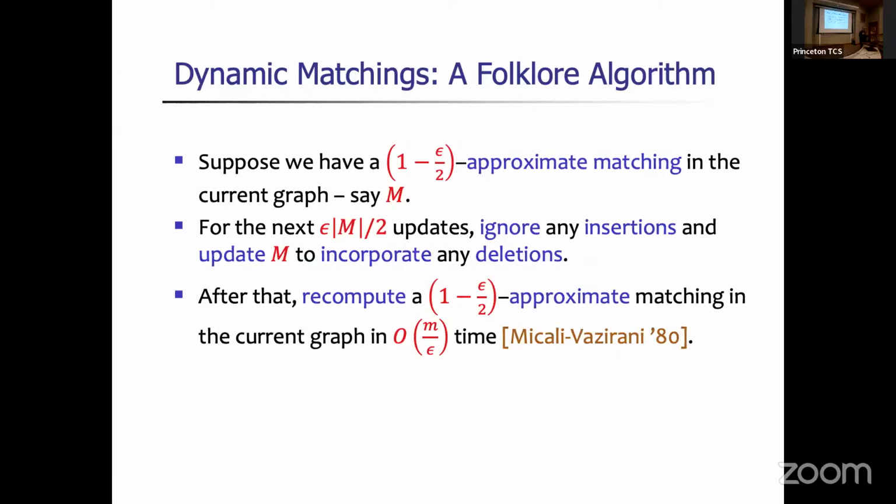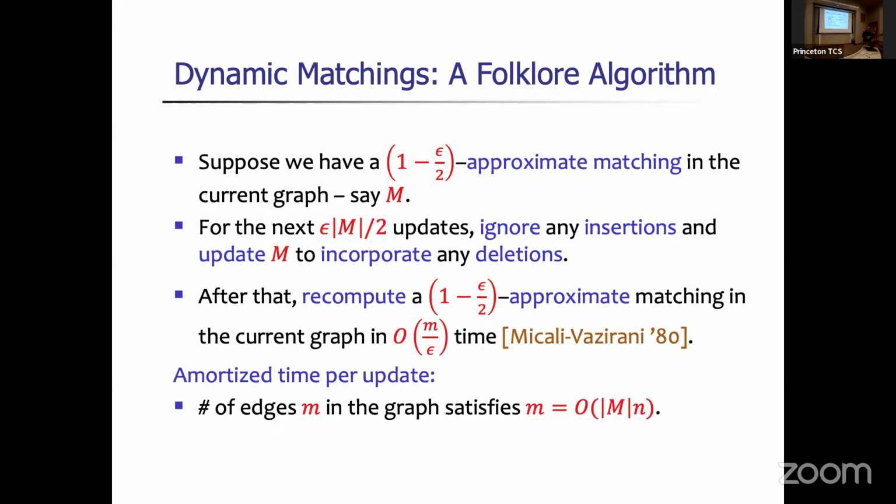So I'm just going to output this M, modified according to these changes, as my solution for the next epsilon m over 2 updates. It will remain a 1 minus epsilon approximate matching during this. At the end of this, I'm going to recompute a 1 minus epsilon over 2 approximate matching in the current graph, and this can be done in time which is order m over epsilon.